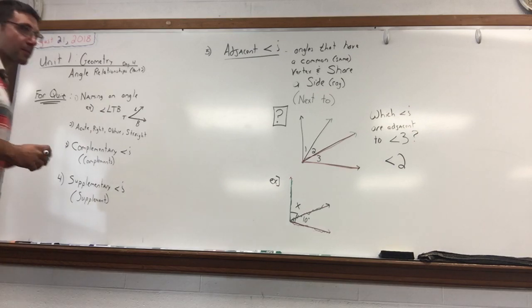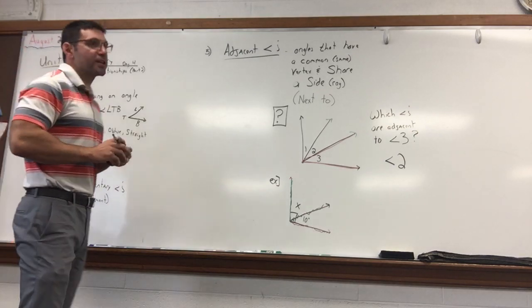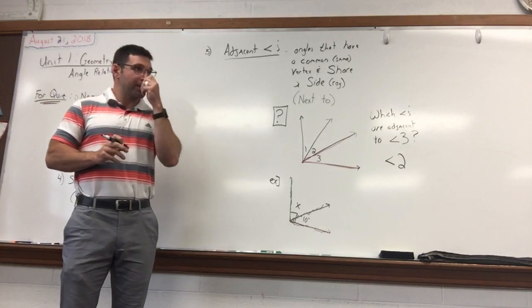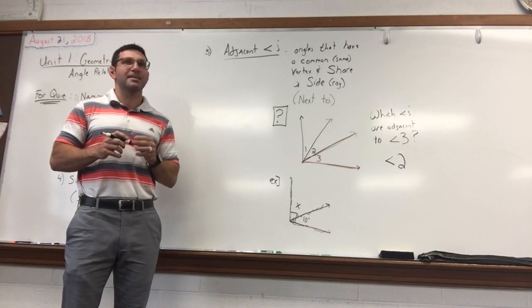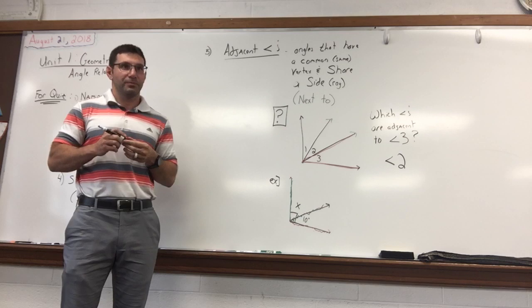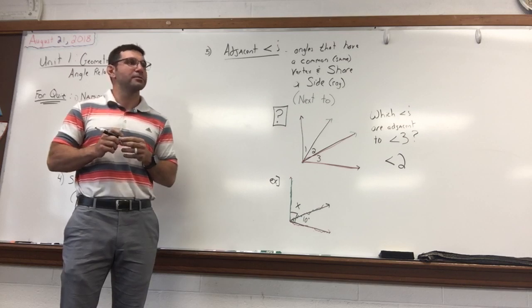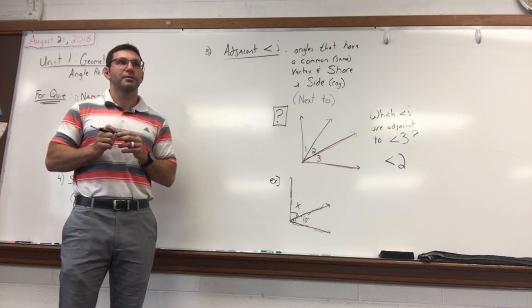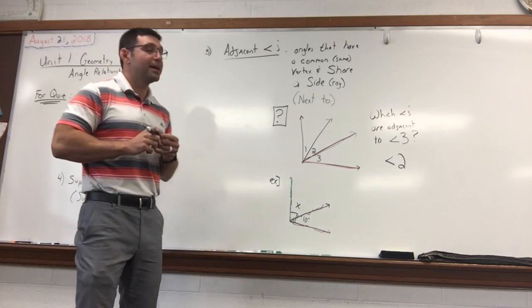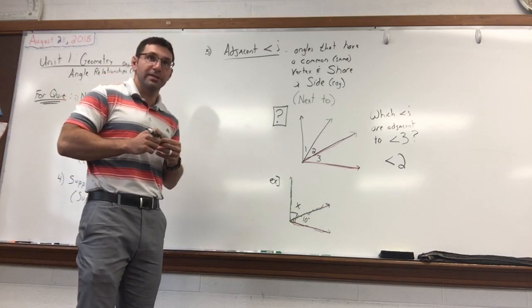Okay, you're going to use whisper voices. On the count of 3, I want you to tell me what x needs to be. Okay, whisper voices. Here we go. 1, 2, 3. It needs to be 80 degrees.